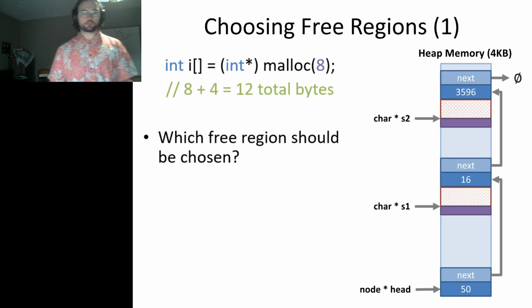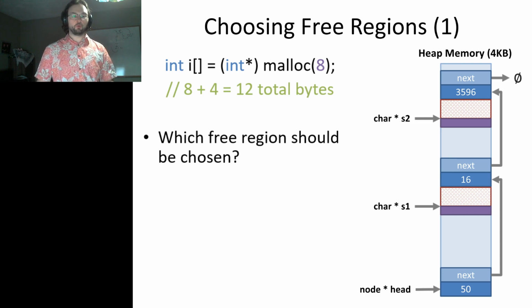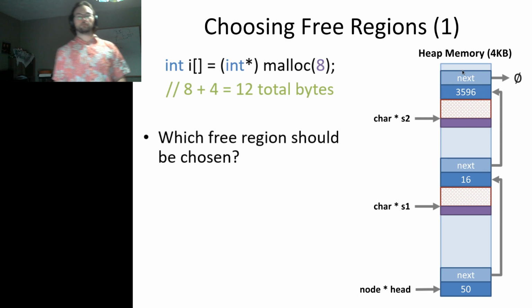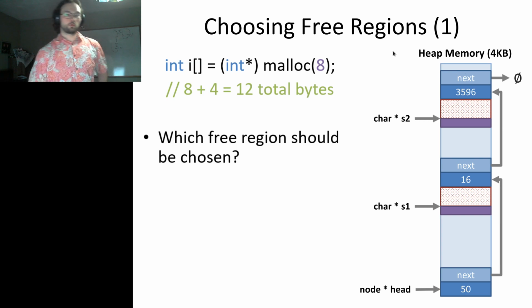Another interesting question is, how do we choose which block of memory we want to use when we have multiple blocks on the free list? So in this case, we have 3 blocks available. We have a block of size 50 at the head of the free list. That's followed by a block of size 16. And then we have a bigger block of size 3596 at the end. We're trying to allocate 8 bytes. And so there's kind of 2 obvious options here.